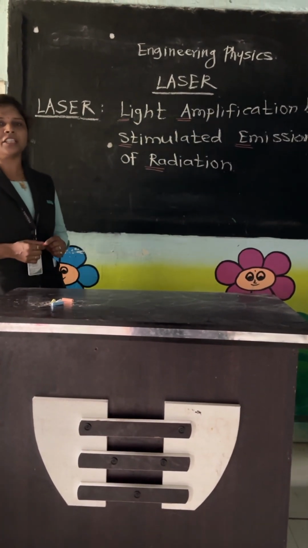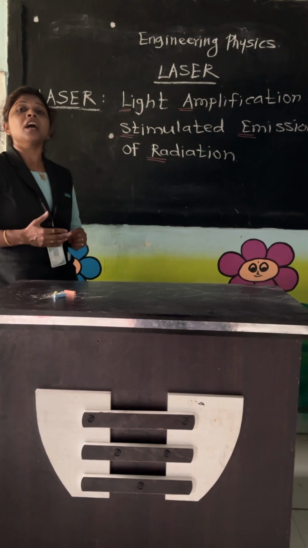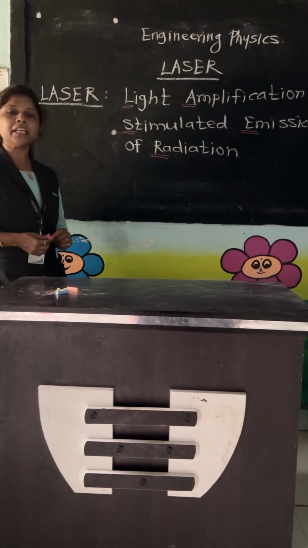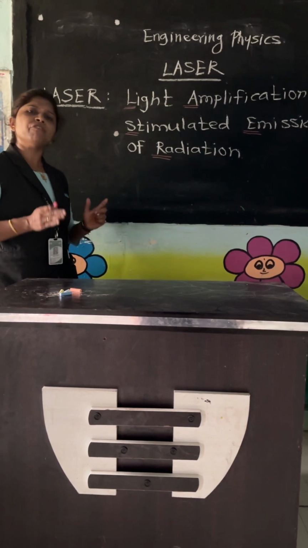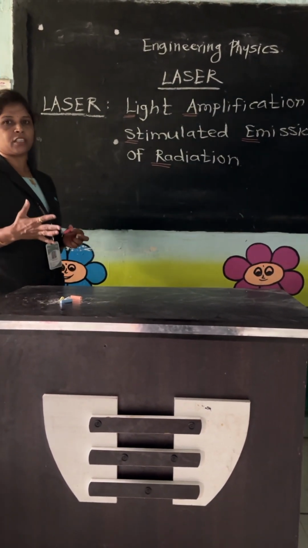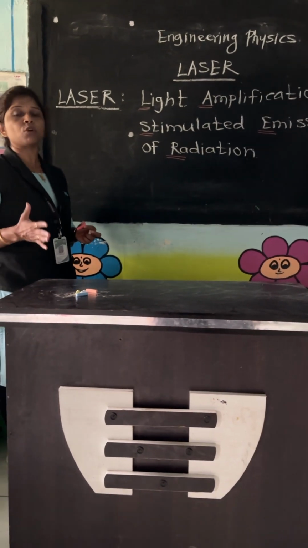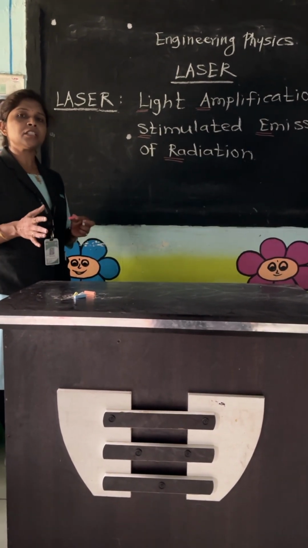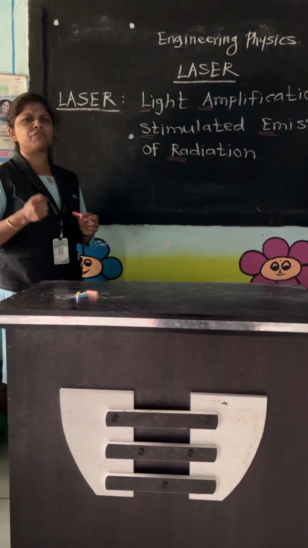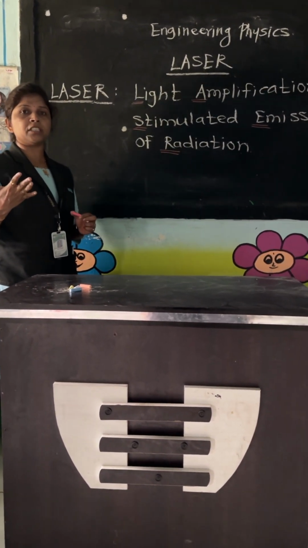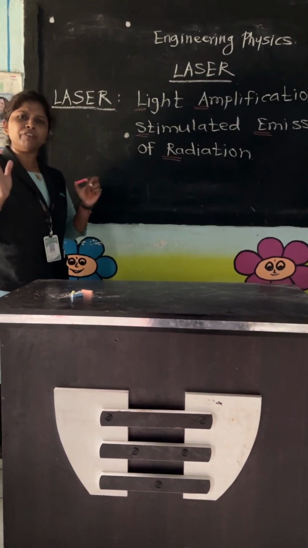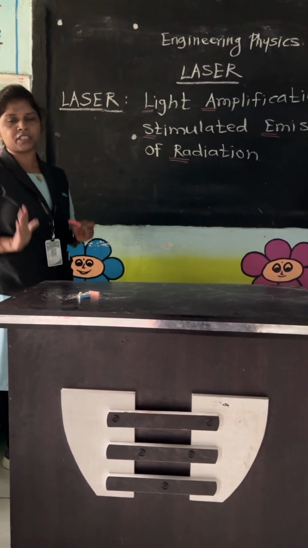Actually, laser is a device which produces a highly coherent, monochromatic, intense beam of light with very small divergence. All these are the properties of laser, which are very remarkable properties. Laser is one special device which produces what? A highly monochromatic, highly coherent, unidirectional light with very small divergence.